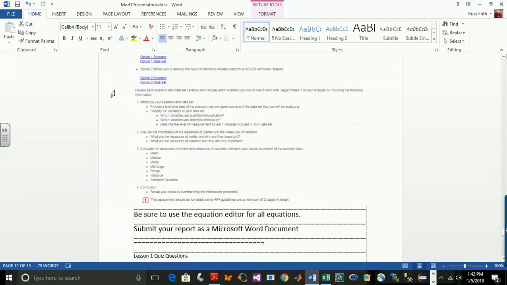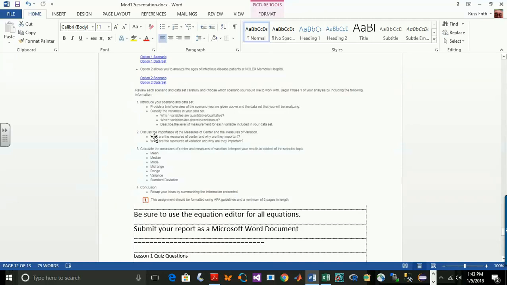So for your first phase report, describe the scenario and data set. Provide a brief overview of the scenario you're given and the data set that you'll be analyzing. Now, in your data set, classify the variables as quantitative or qualitative, discrete or continuous, and describe the level of measurement for each of the variables included in your data set. Earlier, at the beginning of this module, I gave you definitions for all these terms. So you should be able to respond to this first part of your phase one report using the definitions I provided at the beginning of this module.